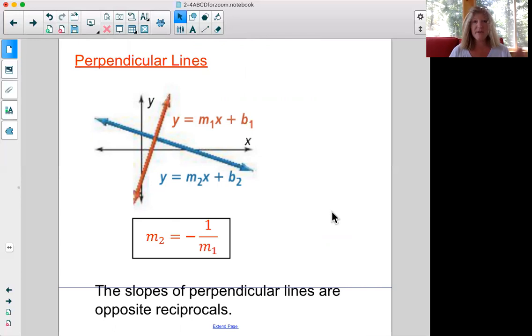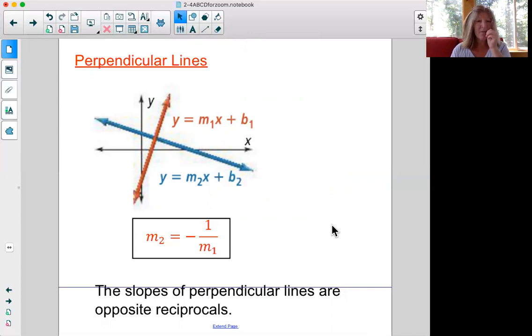So they're opposite, meaning they have opposite signs. So one of them is positive, the other slope is negative if they're perpendicular. And in addition to that, they are the reciprocals of one another. So they're the opposite sign and the reciprocal, meaning they flip-flop. So if I'm the number 4, 4 over 1, the reciprocal will be 1 over 4. If I'm the number 2 over 3, the reciprocal is 3 over 2.